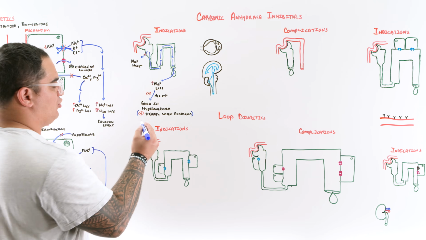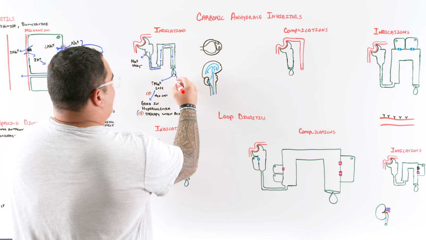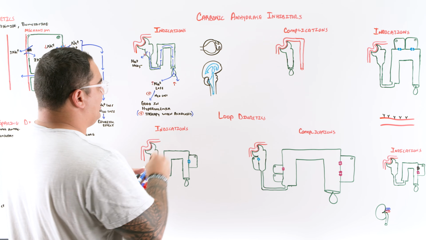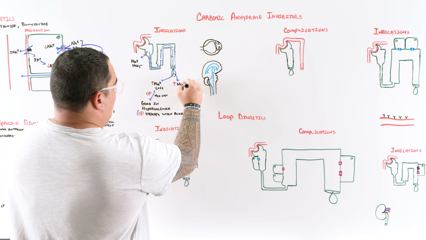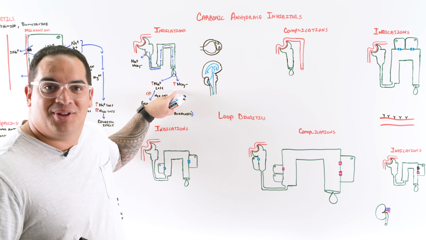The other benefit of this drug is because it causes bicarb loss, it's a decent drug that we actually like to give to patients who have altitude sickness. So because you get rid of bicarb, you know what you do to the pH?